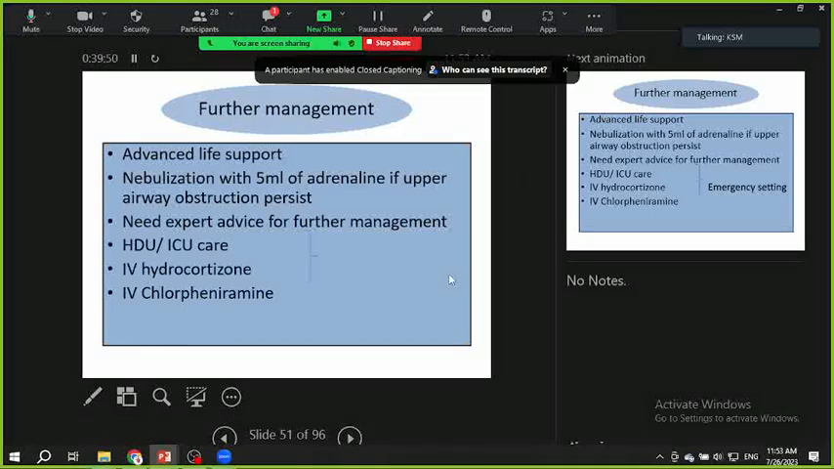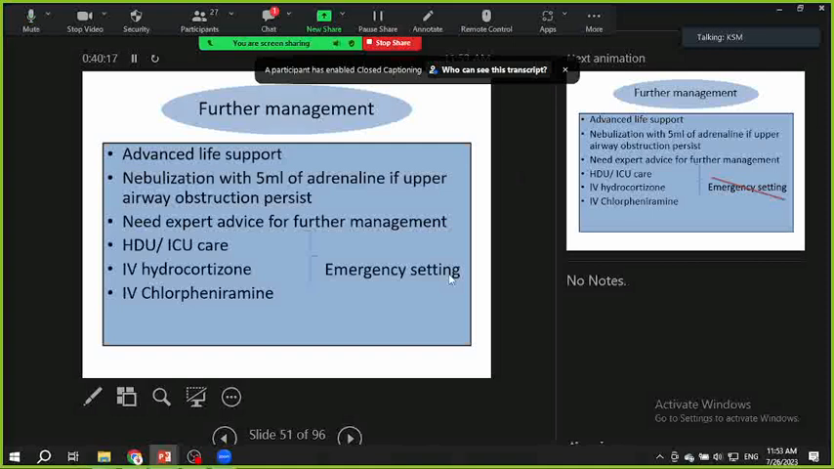Now we have managed the patient. What about further management? If it is an arrest, advanced life support. What is the place of nebulization of adrenaline? If the other parameters are okay and there is angioedema, there is a place for nebulization, with 5 vials, not 1 or 2 vials, don't dilute. 5 vials of adrenaline, 5 ml of adrenaline 1 in 1000, you can do the nebulization. The rest of the management is in IHDU care.